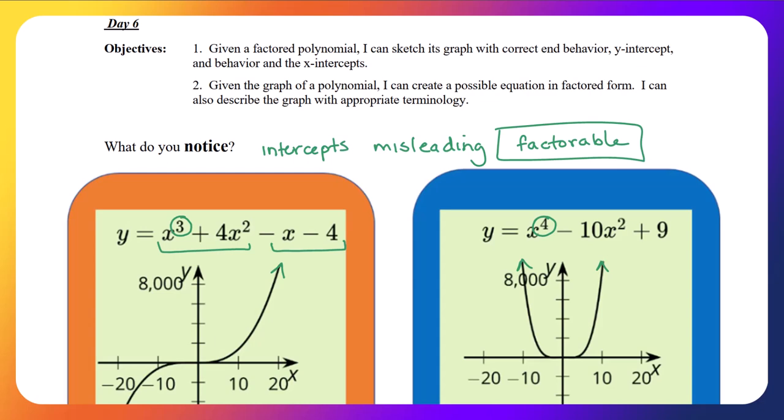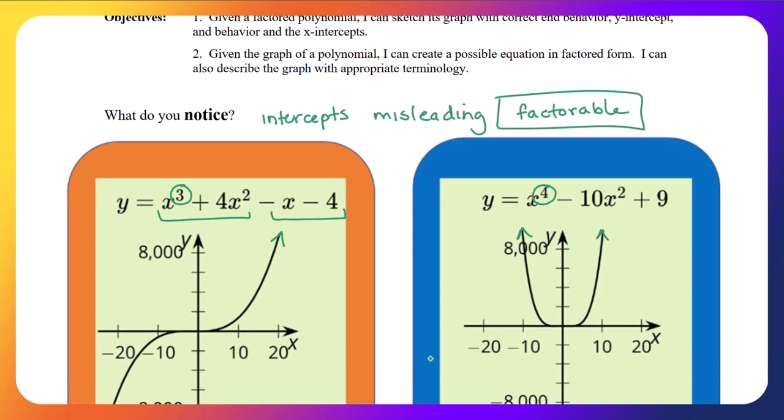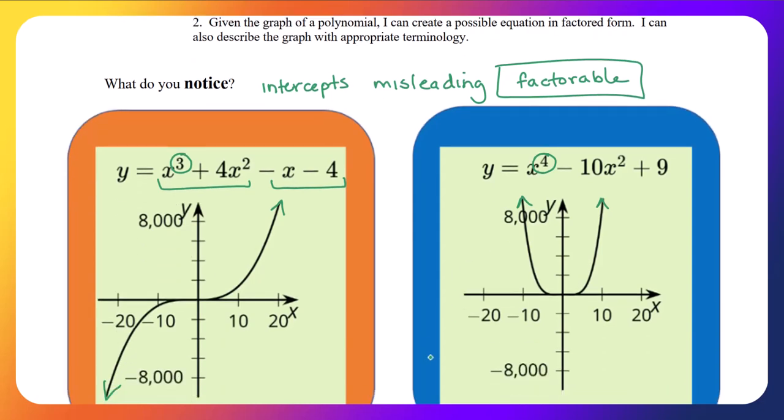All right, day 6. What do we notice about these two pictures? Well, it looks like they both go through the origin. But the scale is so large, who knows? I also notice that they're both factorable. Let's see if that leads us anywhere.